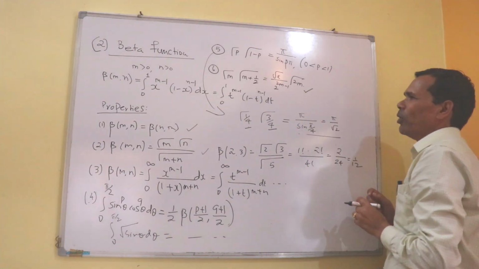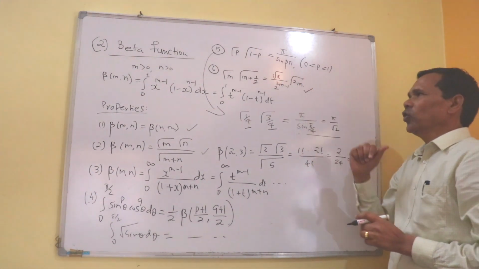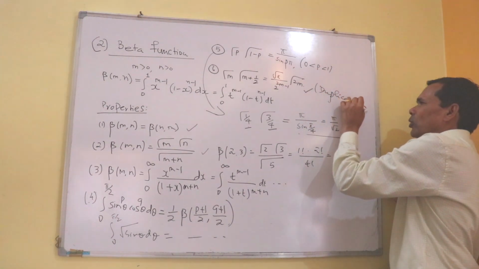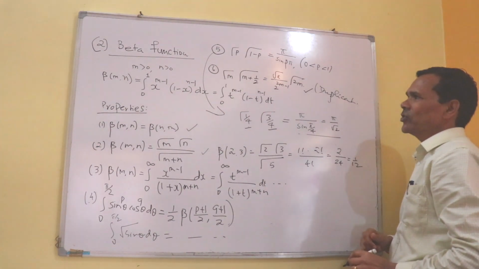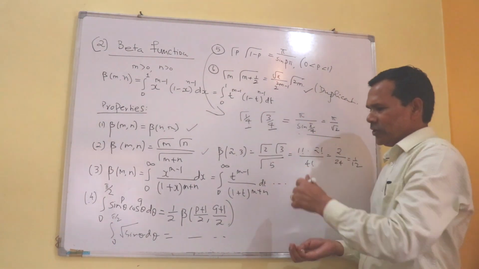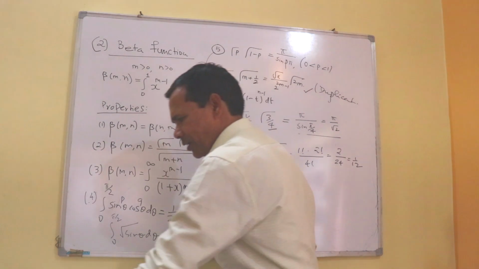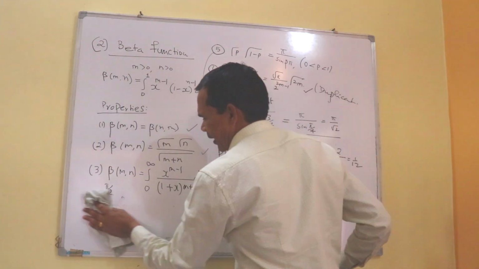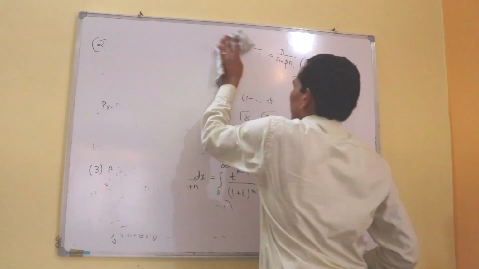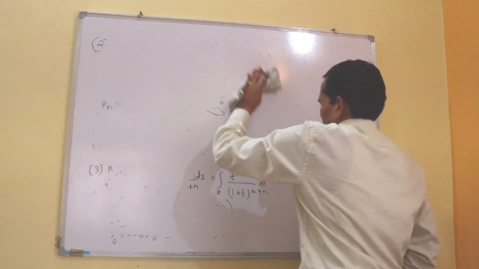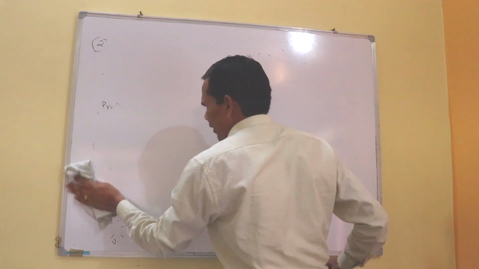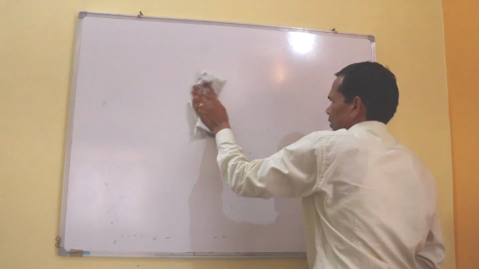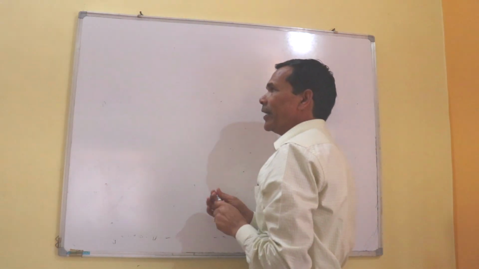Now similarly, the next property is the duplication formula of beta function. And so this is all about the summary of beta function. Now we shall see some applications, some illustrated examples on beta function. So how to reduce certain integrals to beta integrals and how to find out their values, that we shall see here.